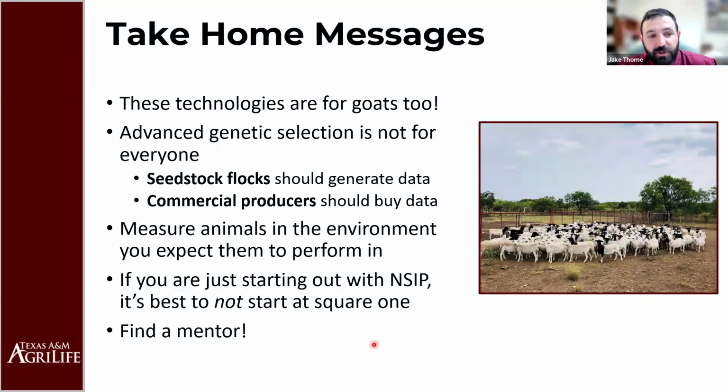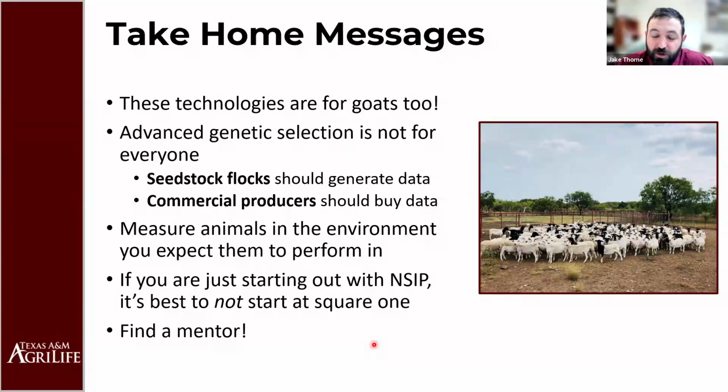I know it went just a little bit long, but these technologies, I've really talked about them in the context of sheep, but they're available for goats too. EBVs, National Sheep Improvement Program, takes goat flocks, absolutely. Most of the genomic information or genomic technology I've discussed is available for goats too. I do want to make a point that advanced genetic selection is not necessarily for everyone.